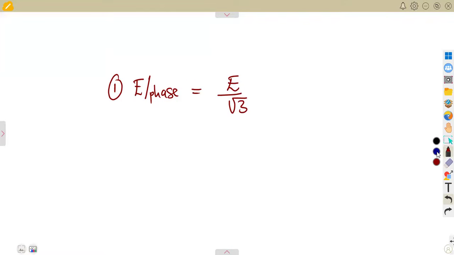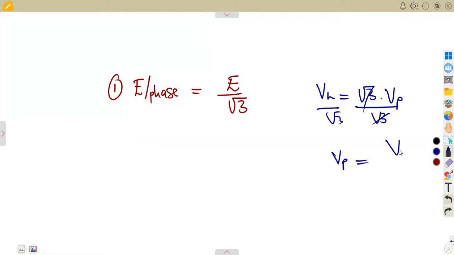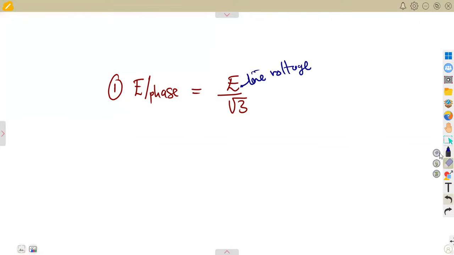Remember from our star connection, the voltage of the line is equal to the square root of 3 times the voltage of the phase. So per phase you just divide by the square root of 3. So that means the voltage per phase is equal to VL over the square root of 3. So this E is the line voltage. We're talking about the line voltage. All right. Then E per phase, that is the generated EMF per phase.